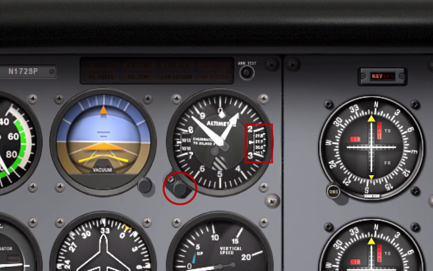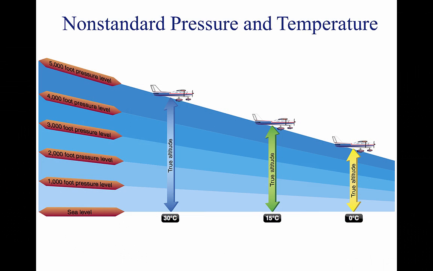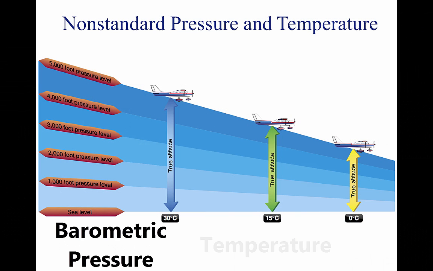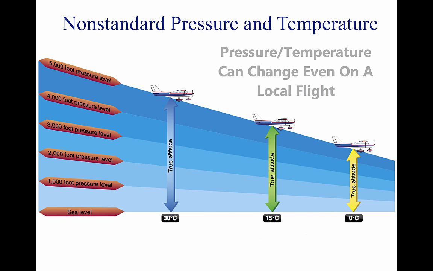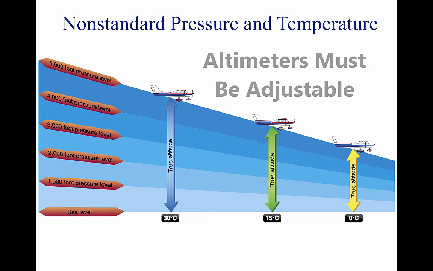Adjustments for non-standard pressures are accomplished by setting the corrected pressure into a barometric scale located on the face of the altimeter. It is easy to maintain a consistent height above ground if the barometric pressure and temperature remain constant, but this is rarely the case. The pressure and temperature can change between takeoff and landing even on a local flight. If these changes are not taken into consideration, flight becomes dangerous. If altimeters could not be adjusted for non-standard pressure, a hazardous situation could occur.